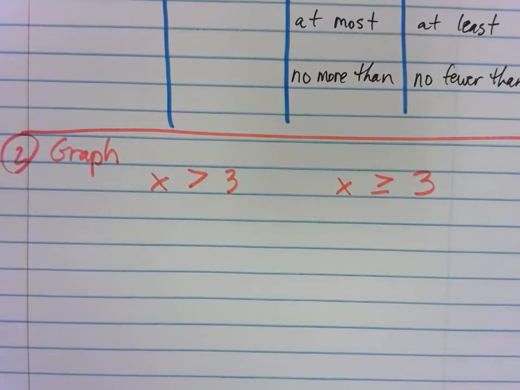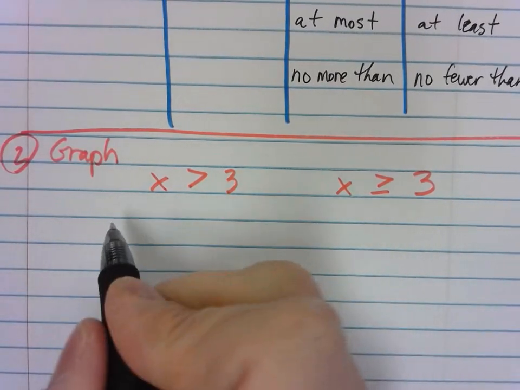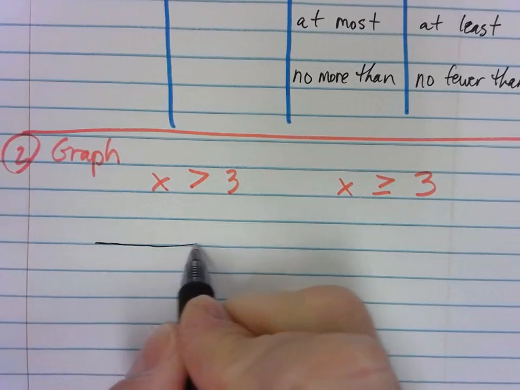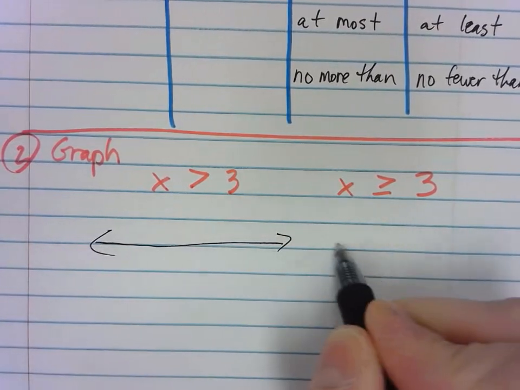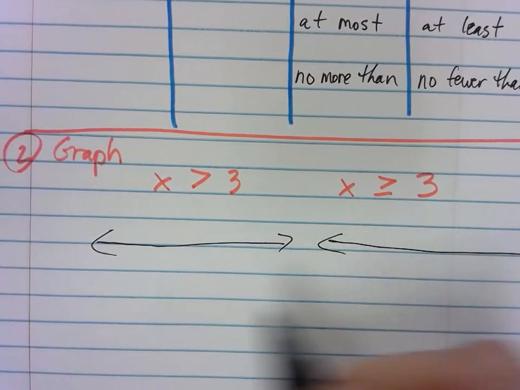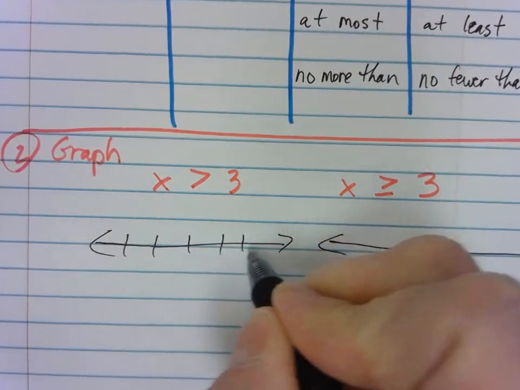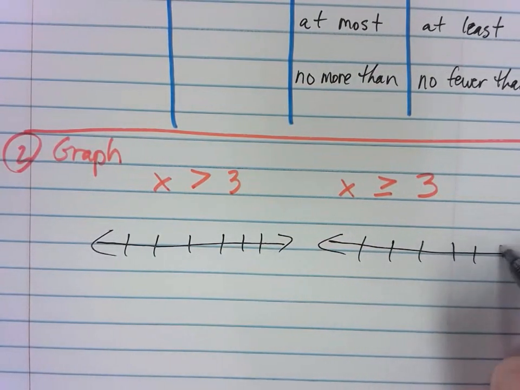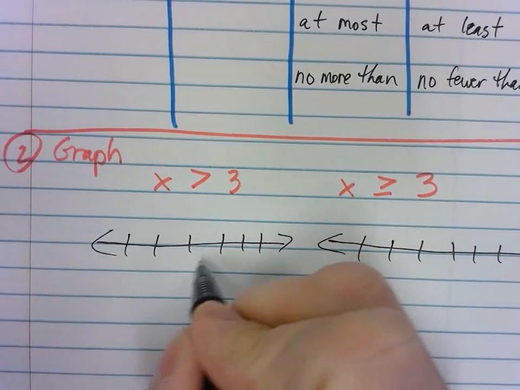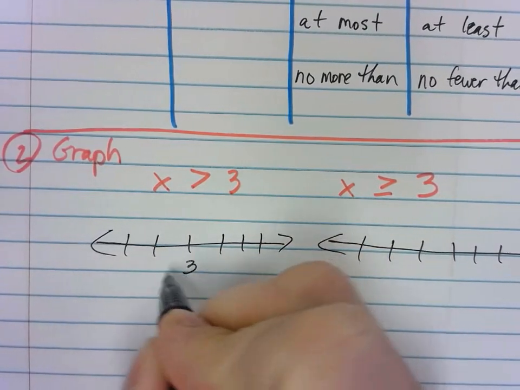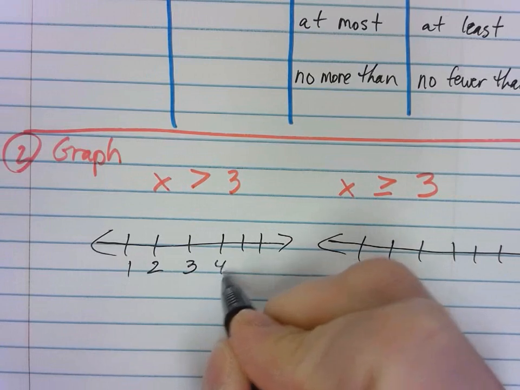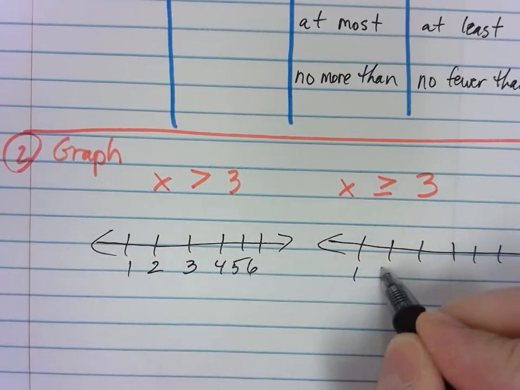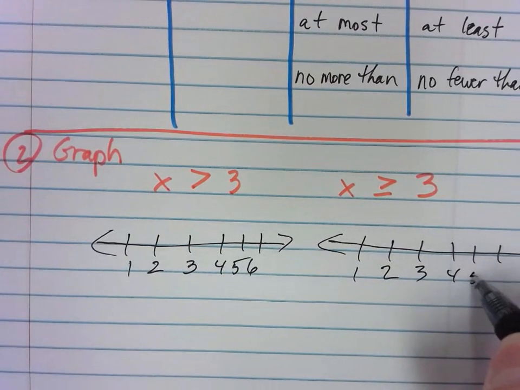Okay, so you would have a little number line here, and we're just going to do a few numbers on each side of this. Okay, 1, 2, 3, 4, 5, 1, 2, 3, 4, 5. That should be plenty. So I'm going to do some numbers below 3, and I'm going to do some numbers above 3. So I'm going to go 1, 2, 3, 4, 5, 6.